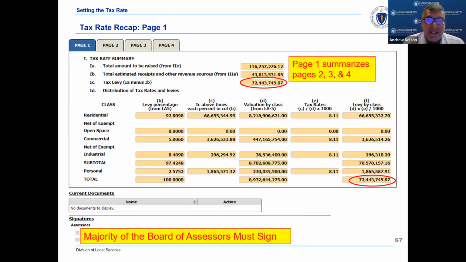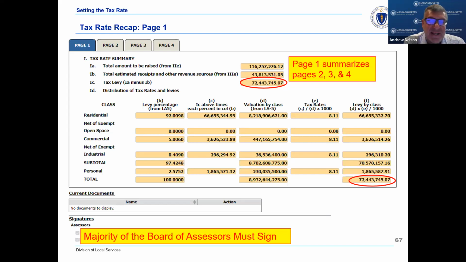This is page 1 of the recap. It's really just a summary and a breakdown of everything that's gone on. You'll see the top of page 1 is what we went over on the bottom of page 2. It's that same little equation. Everything we need, the 116, everything we have, the 43 million, up to the 72 million, which is what we have to tax. You'll see that that number is also the exact same number of column F. This is just a grid that shows you what portion of that 72 million is being paid by which class.